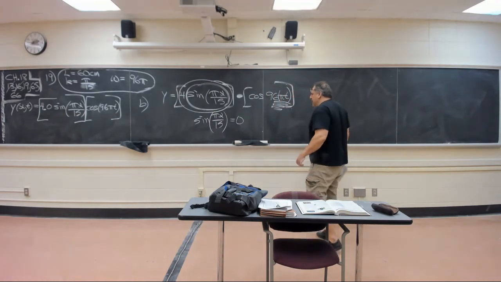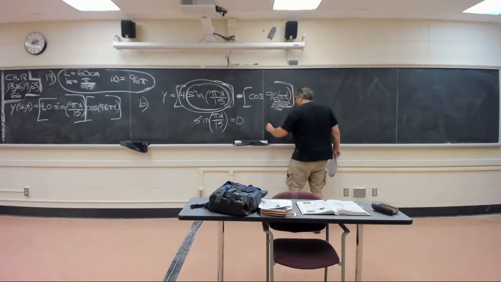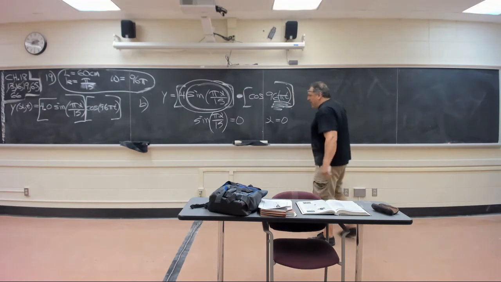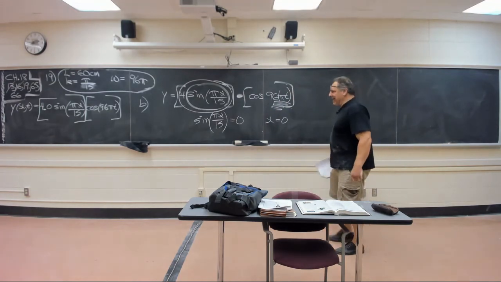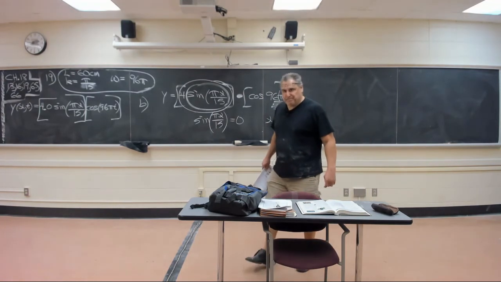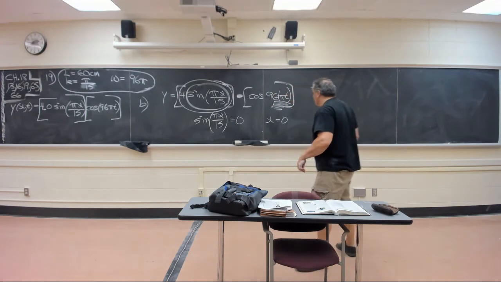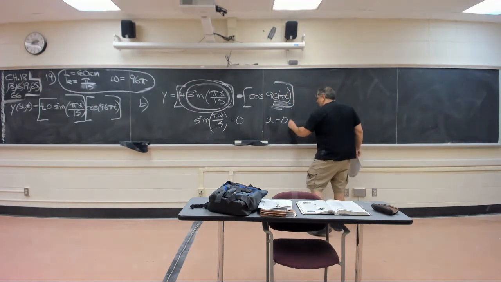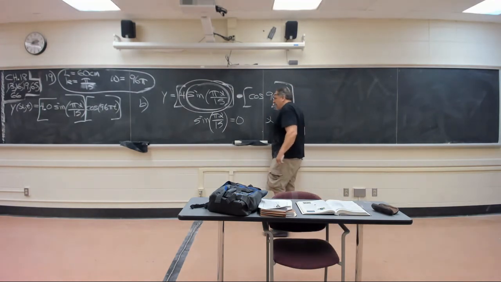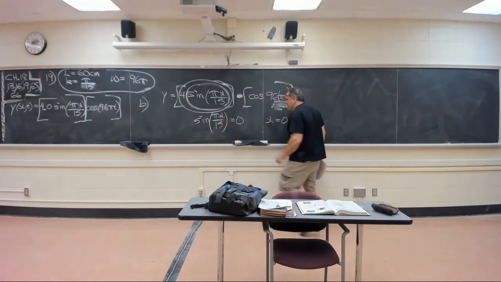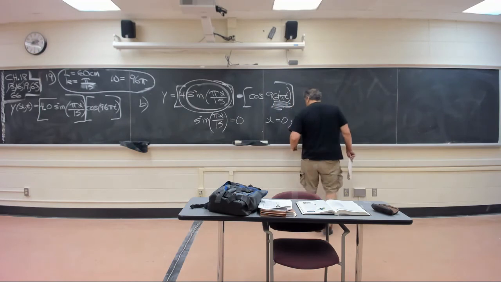Where on earth do you get nodes equal to zero? How about x equals zero? Zero times pi over 15 is zero. How about every time you get something that is a multiple of pi? Zero, pi, 2 pi, 3 pi, etc. X equals zero. How do I get pi? How about x is 15? 15 over 15 is pi.